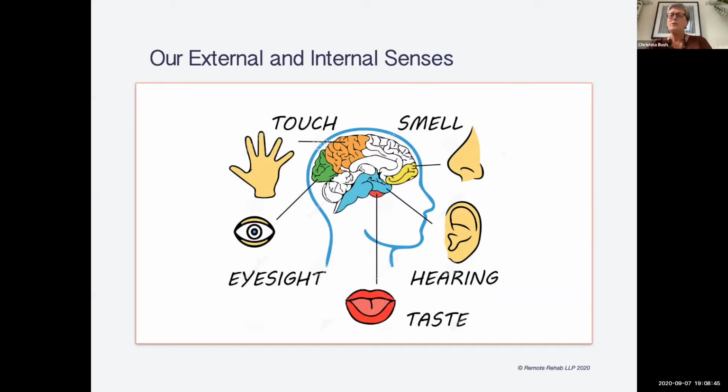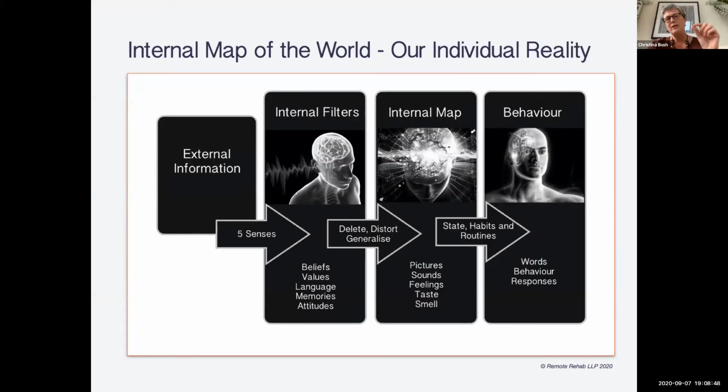So once we've taken in our external information through our five senses, what we then do is we filter that information, because basically we will be bombarded with information. Information is coming into us in millions and squillions, if that's a word, of pieces of information in any moment in time. So what we do is we use an internal filtering system, which is our beliefs, our values, our memories, and our attitudes to decide which bits of information we're actually going to store.